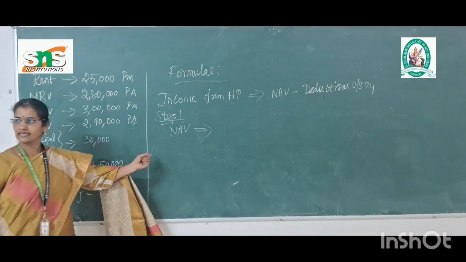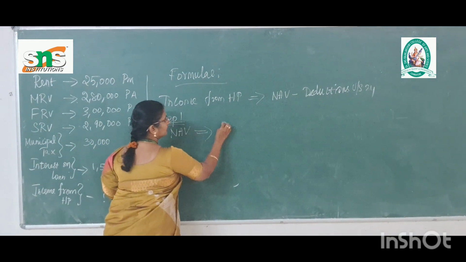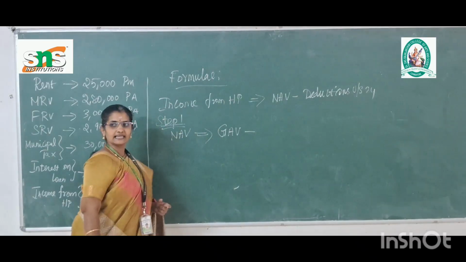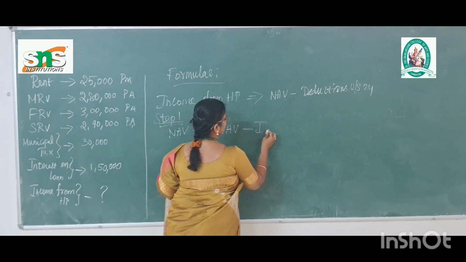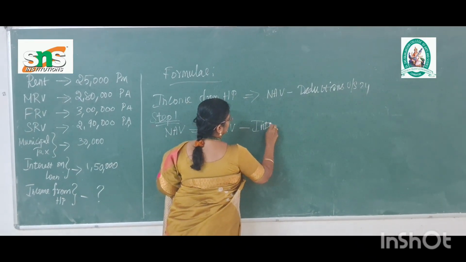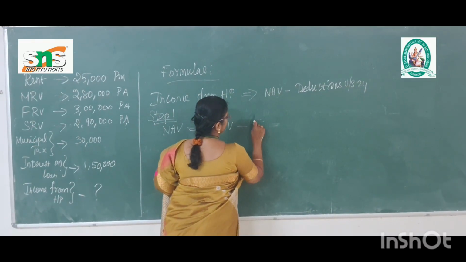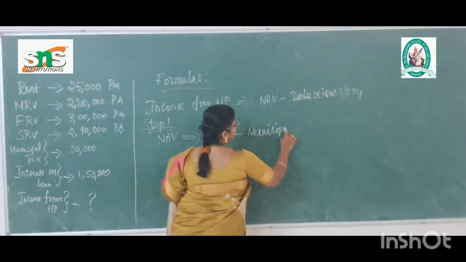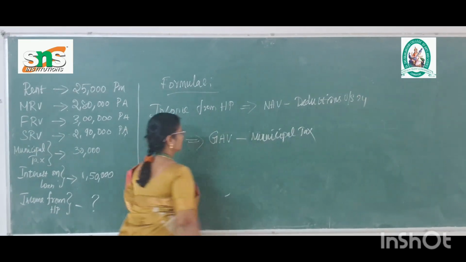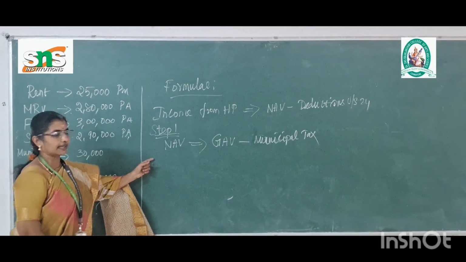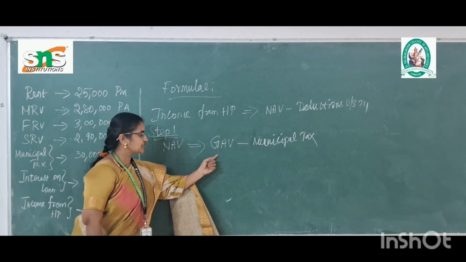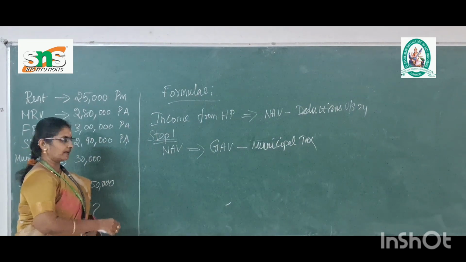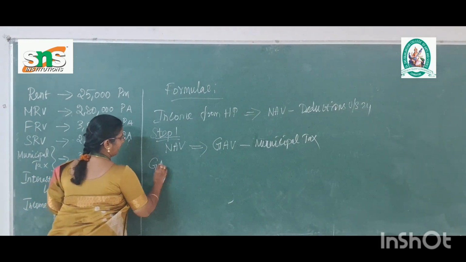So find this net annual value. We are going to calculate it; the formula is GAV, gross annual value, minus municipal tax. So this is also one of the formulas. We find the net annual value, that is GAV minus municipal tax. Now we are going to calculate the GAV, gross annual value.